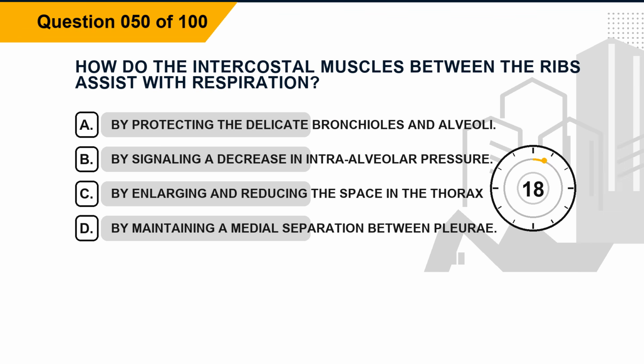Question 50. How do the intercostal muscles between the ribs assist with respiration? Option A, by protecting the delicate bronchioles and alveoli. Option B, by signaling a decrease in intraalveolar pressure. Option C, by enlarging and reducing the space in the thorax. Option D, by maintaining a medial separation between pleurae.